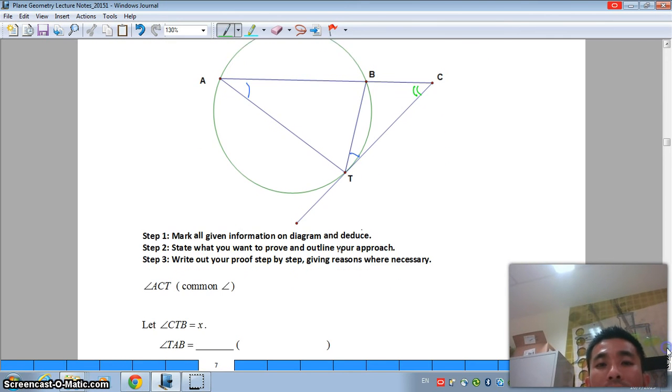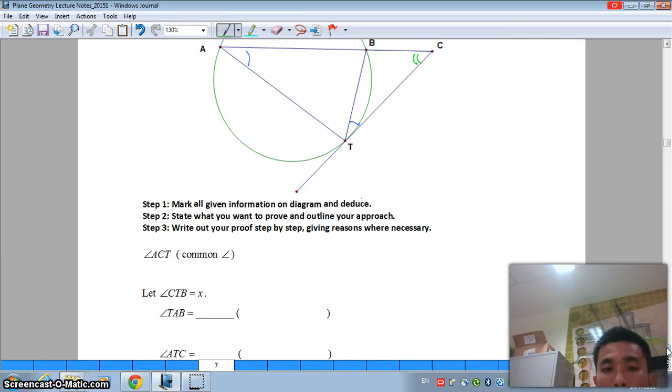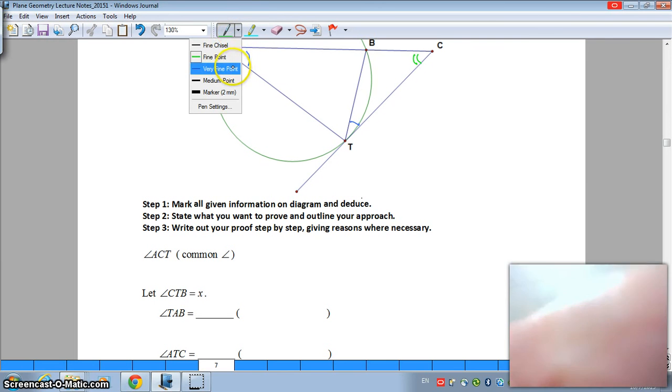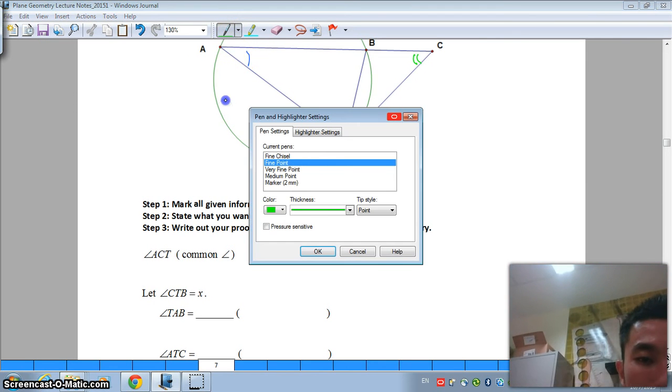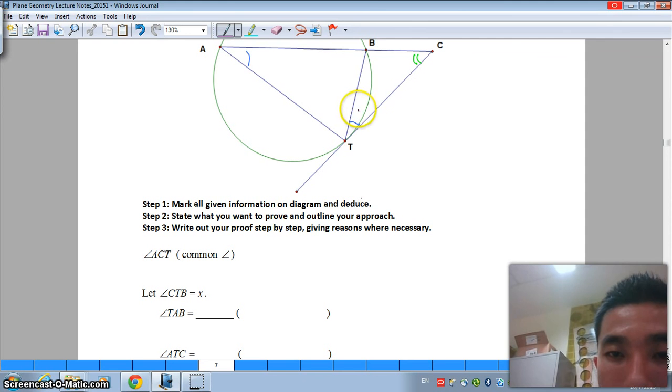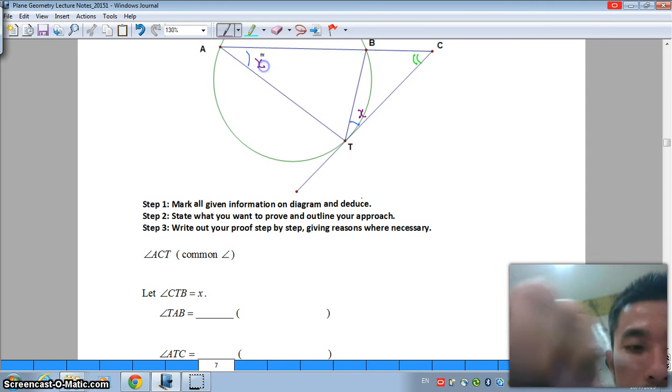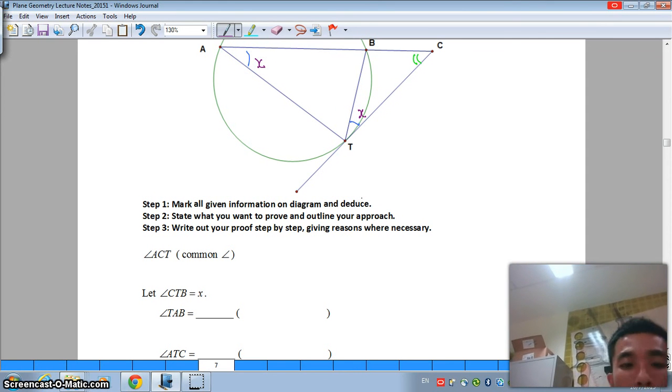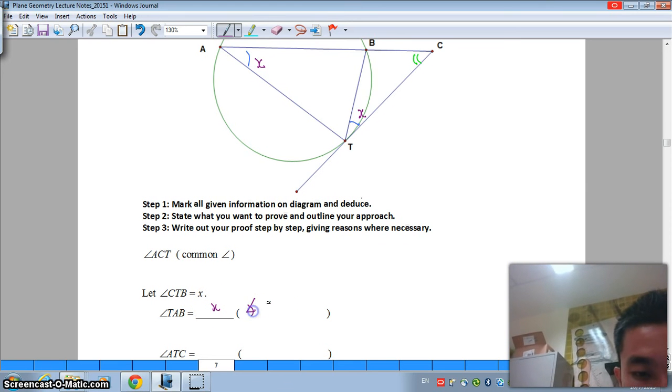Let us translate what we have done on the marking into working itself. Angle ACT is definitely common. If I were to define angle CTB to be X, this angle here, TAB, would also be X. Reason being, angle in alternate segment. Notice this is the use of denoting the unknown, so that is very clear cut to me.